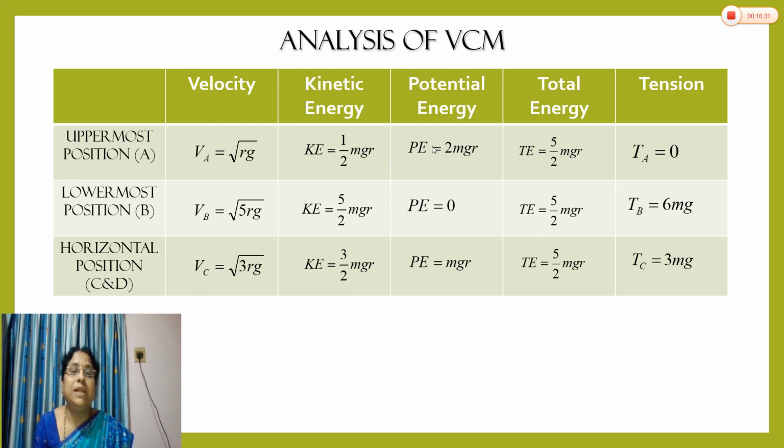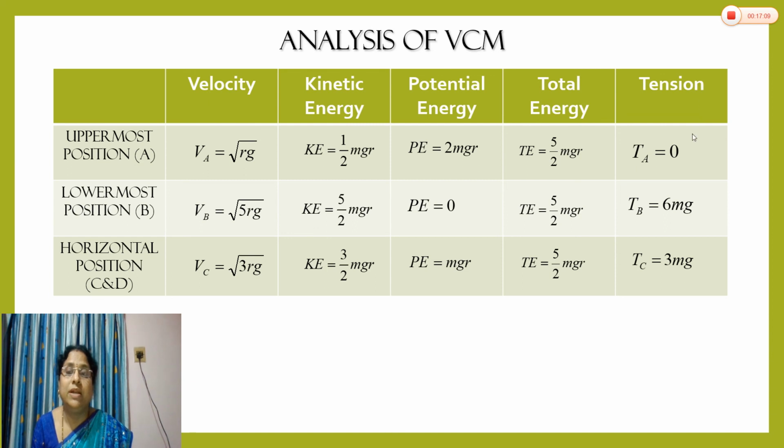Now, the potential energy at the highest point is highest, that is twice mgr. But the potential energy at the lowermost point B is 0, and the potential energy at the horizontal position is mgr. When we calculate the sum of kinetic energy plus potential energy at every point, we will find that the total energy is 5 by 2 mgr. It is given in the old syllabus, but you have to calculate that for the objective. So the total energy at every point is constant, 5 by 2 mgr, meaning the energy only changes into kinetic and potential.